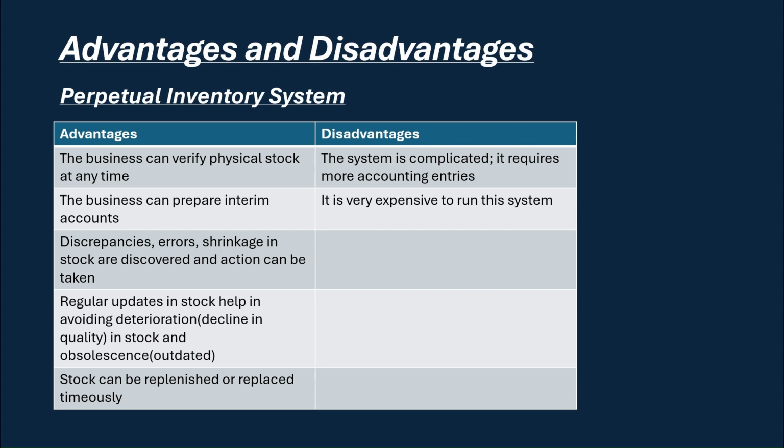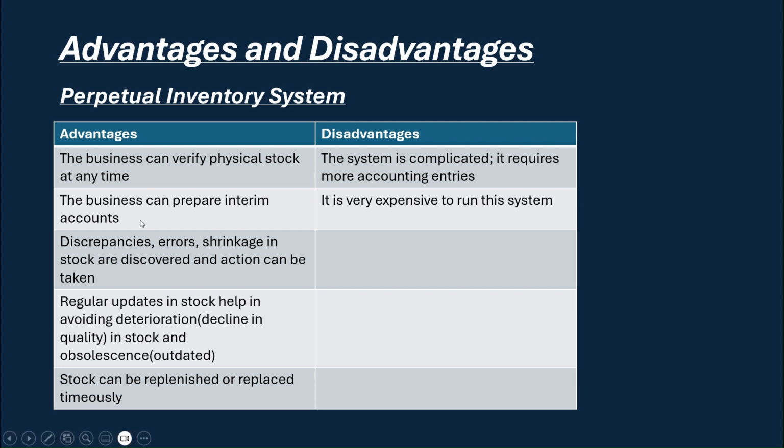So let's look at the advantages of using the perpetual inventory system. The first advantage is that the business can verify physical stock at any time. Like I said, since they're recording each and every sale at the point of sale, they get to know what stock is left, what stock was returned and all that. So they can tell you the physical stock at any time, right? They check for stock that is damaged, stock that is stolen and all that.